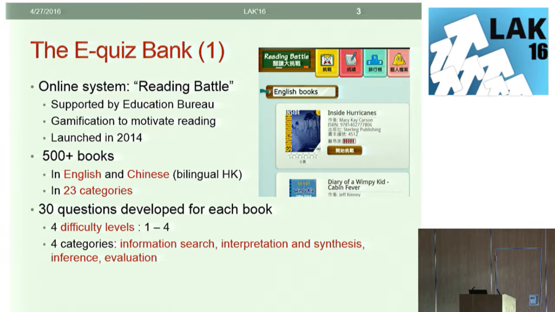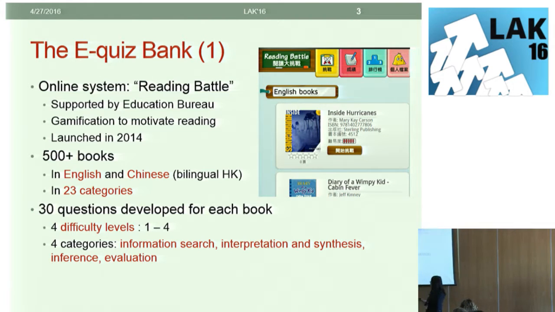For each of the books, we motivate them by designing questions. Each of the books has 30 questions designed by experts, and we organize those questions into 4 different difficulty levels, from the easy level to the difficult level. And all the questions are organized into 4 different categories, including information search, interpretation and synthesis, inference and evaluation. Those are designed by experts. And as you can see, the complexity level just increased here.